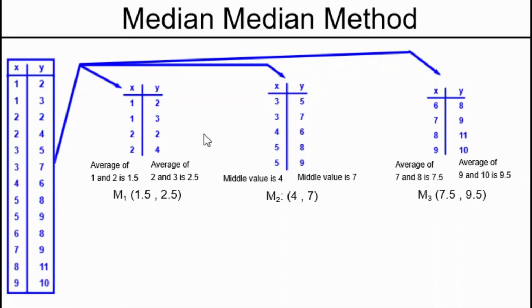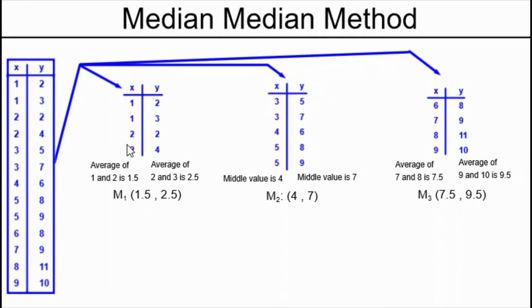Then we find the median of the x's and the median of the y's for all three tables, so we're finding 6 medians. When we have an even number of points, the median is going to be the average of the two middle values. So for instance, in these 4 x values, the median is 1.5, the average of 1 and 2.